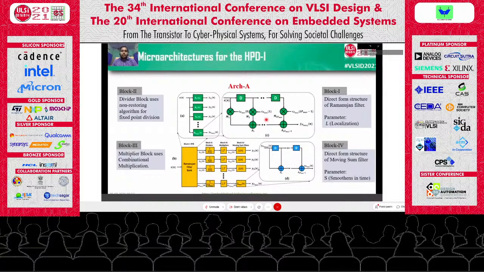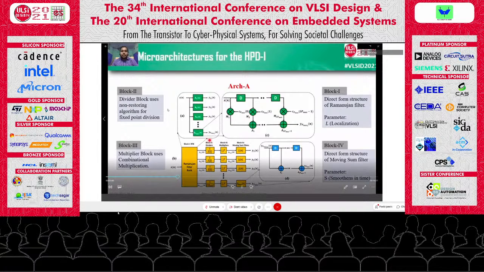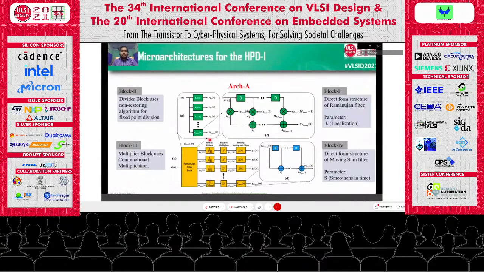Block 2, divider. Here we use a non-restoring algorithm for the fixed-point division as it has inbuilt support for signed arithmetic. The divisor is a fixed value for a given channel, f(p), which is the penalty function that helps to extract the smaller periods with greater strength. Block 3, squarer, which is made using a combinational multiplier.